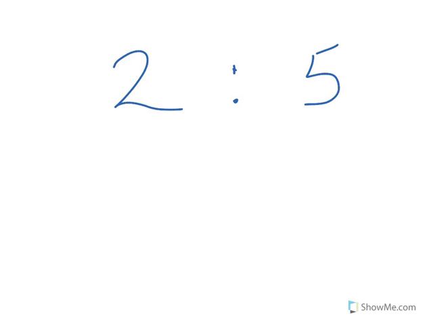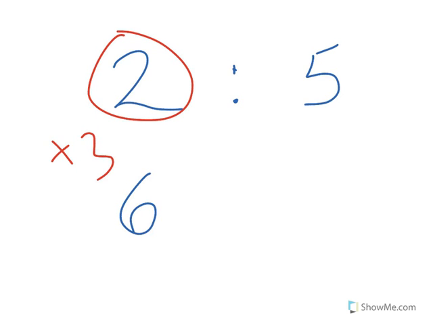Now, if the left-hand side increased to 6, let's say, the right-hand side needs to increase by the same quantity. Let's think about what this 2 has been multiplied by: a 3 to become 6. So that means the right-hand side needs to be multiplied by 3 as well to become 15. So 6 to 15 is the same ratio as 2 to 5.